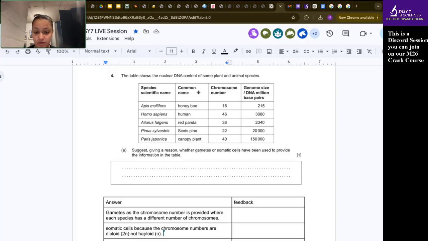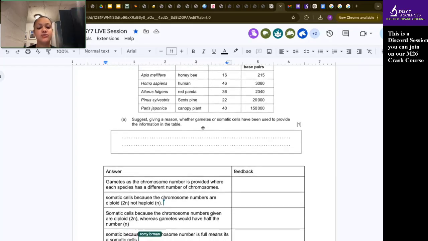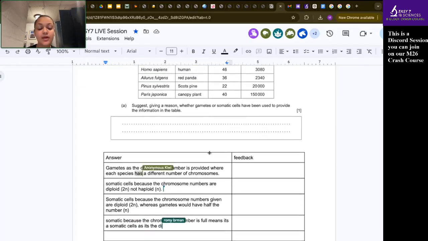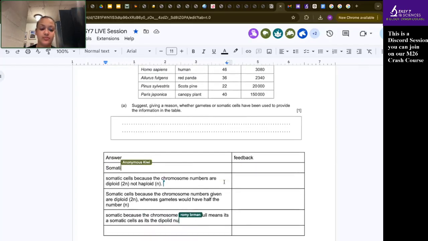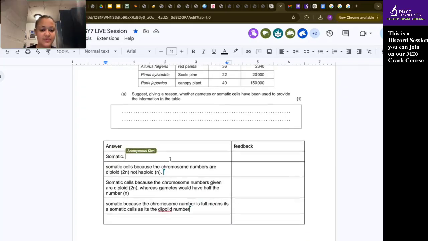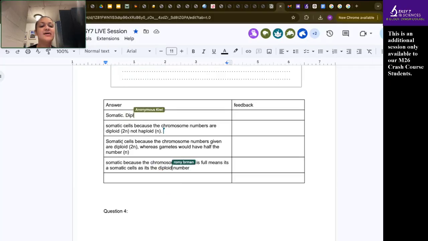I know a human number is diploid, is 46. And so I know that they've collected cells with a diploid number of chromosomes. And so the answer is going to be somatic because we have the diploid number of chromosomes. Well done, anonymous Kiwi. Exactly. Okay, so somatic cells, because the chromosome numbers given are diploid.